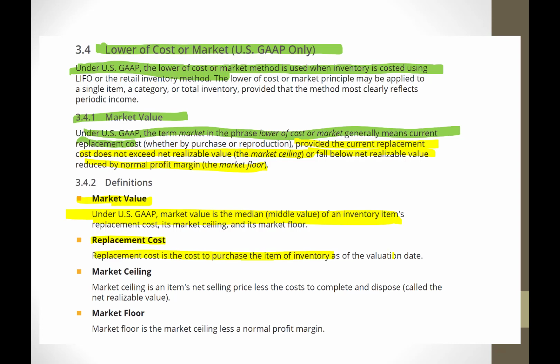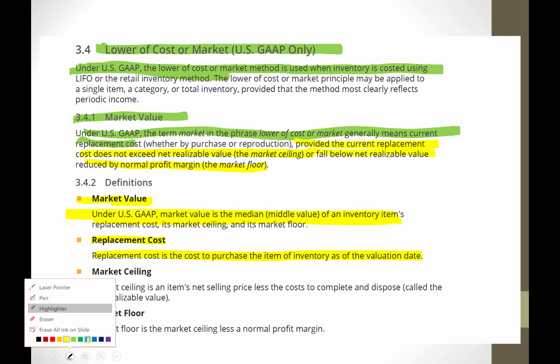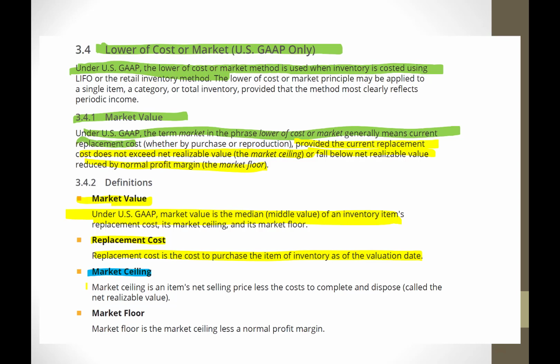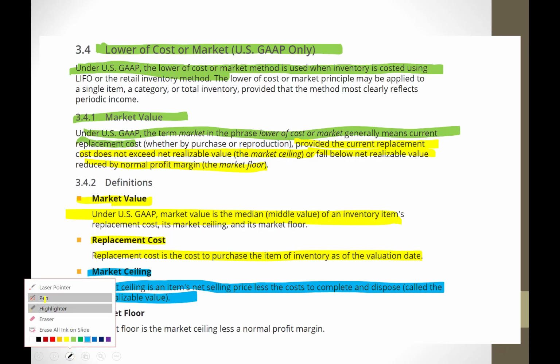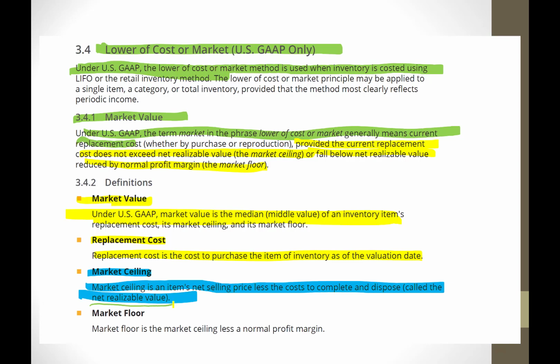So we have the replacement cost. We take that replacement cost, we put it off to the side. And that could potentially be what we're going to carry our inventory at if what? If the replacement cost has fallen below the cost. Otherwise, we'll just leave it at the cost. But then we have to get the market ceiling. Now, market ceiling, they tell us, is the net selling price less cost to complete and dispose, which we call net realizable value. Okay, so net realizable value here is being defined as our selling price less cost to complete and dispose. Now, what are costs to complete and dispose?